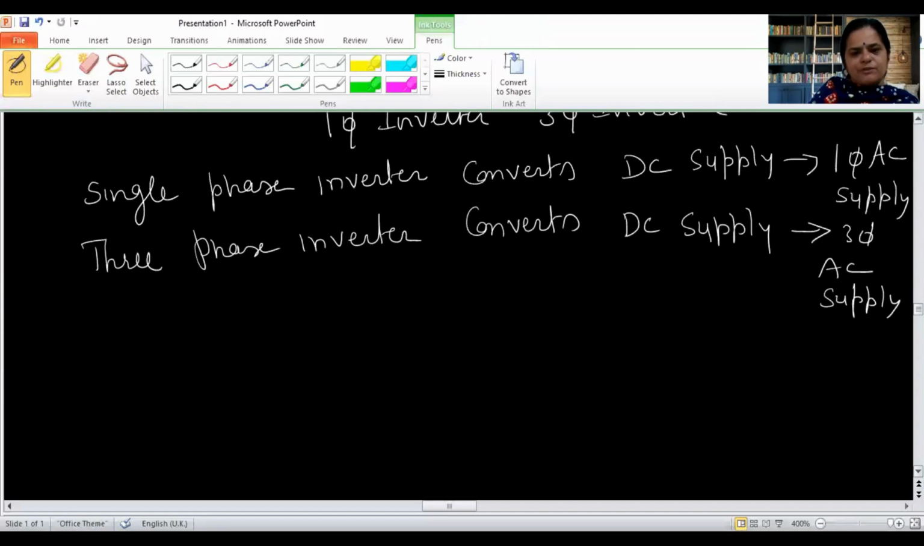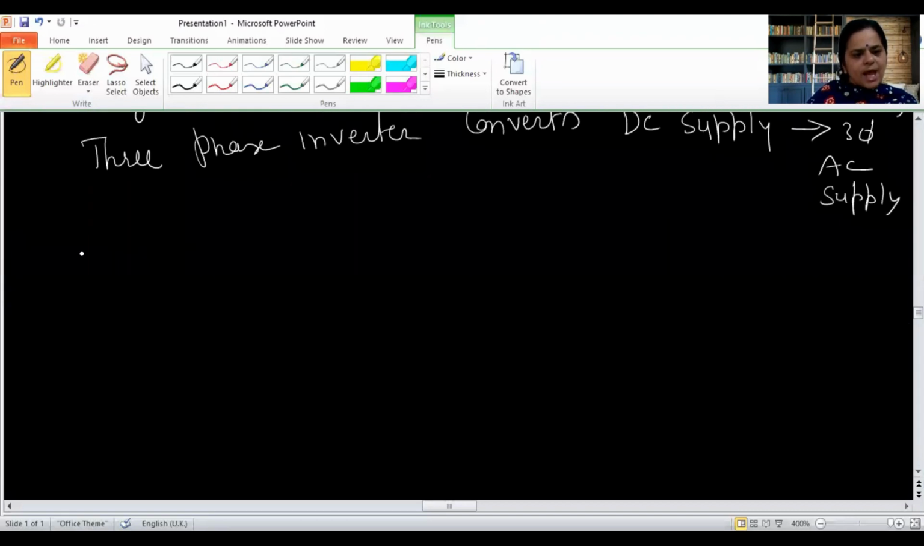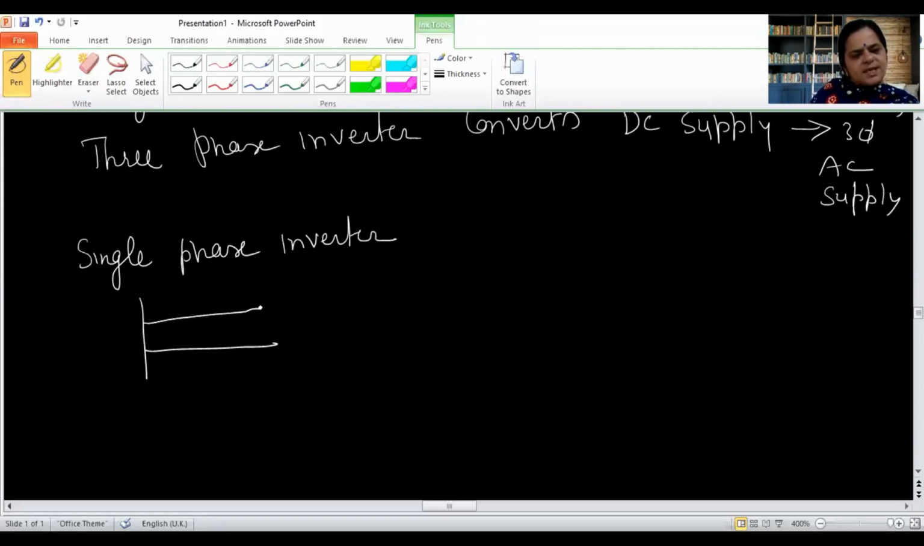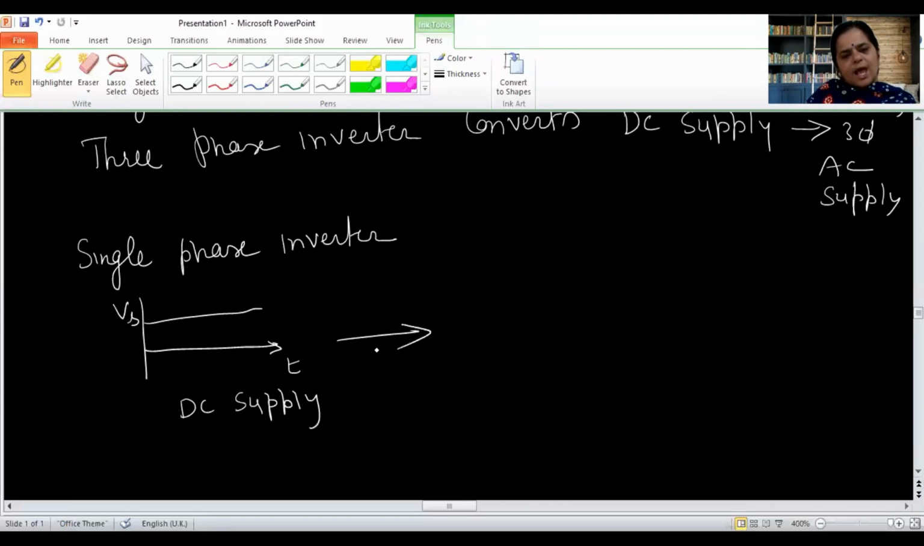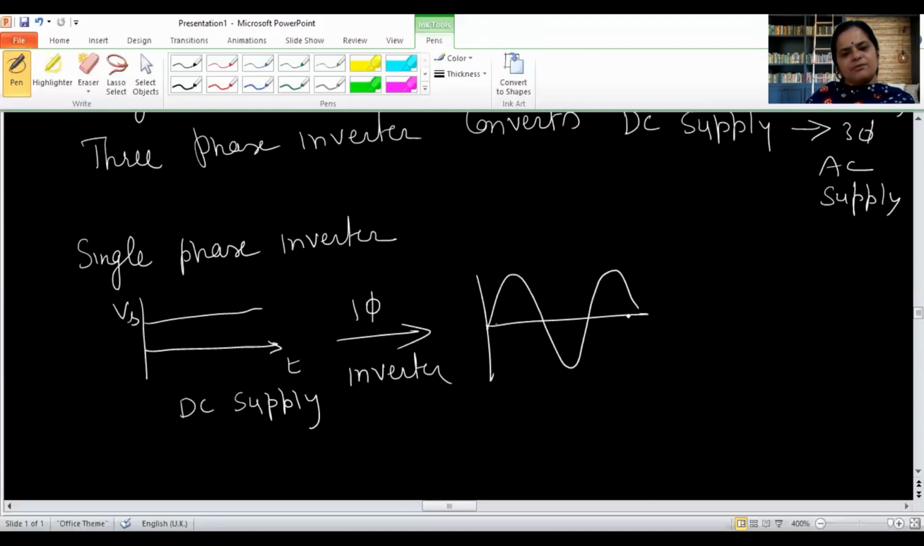That means if I show the same thing with the help of a diagram, then for the single phase inverter, the input is DC, that will be like this. If the axis is T, then this is Vs, it is a DC supply. With the help of the single phase inverter, it converts into an AC supply, that is single phase. So this will be T and this is VO. So the output will be the single phase AC.